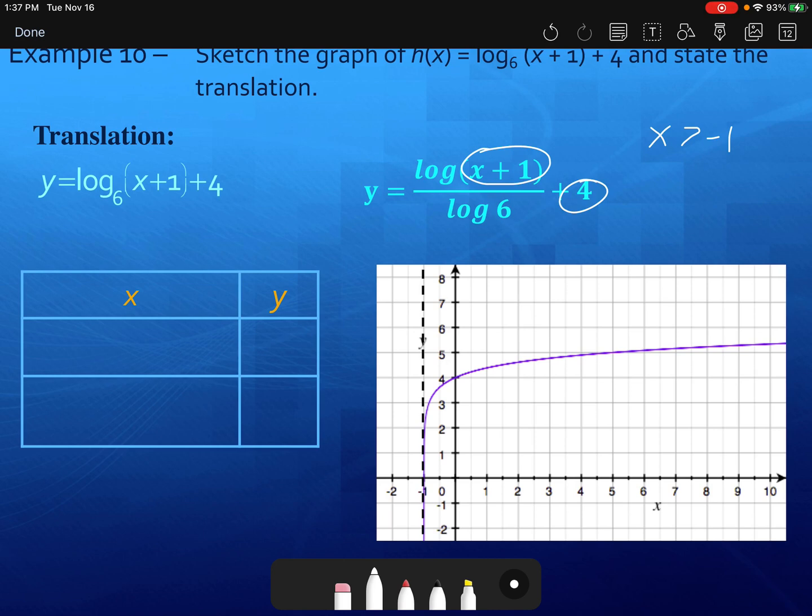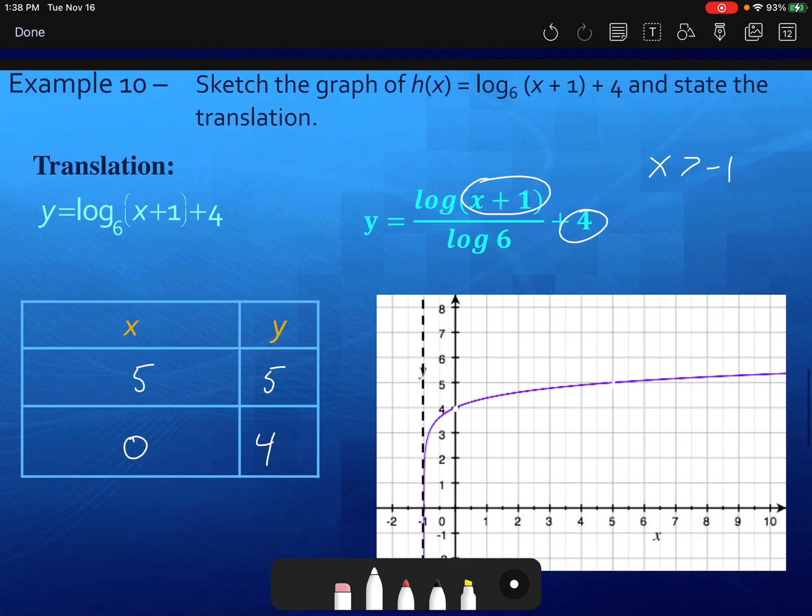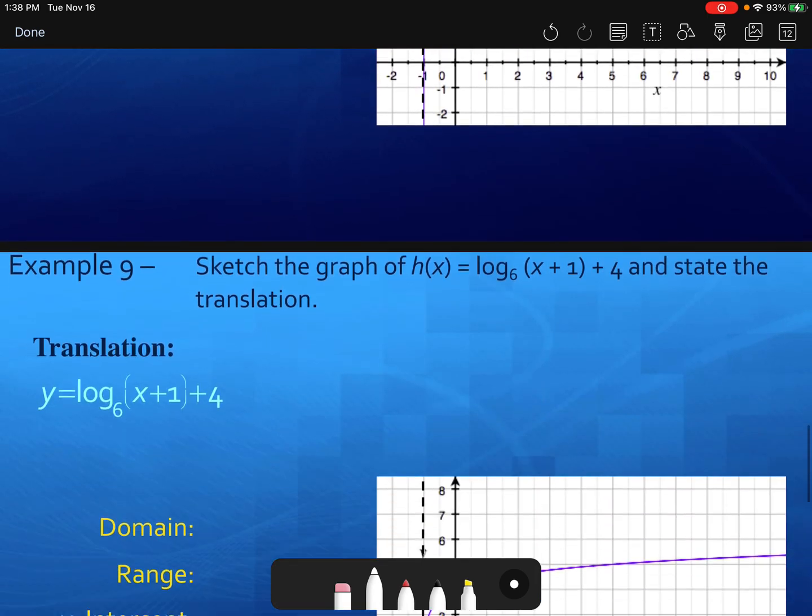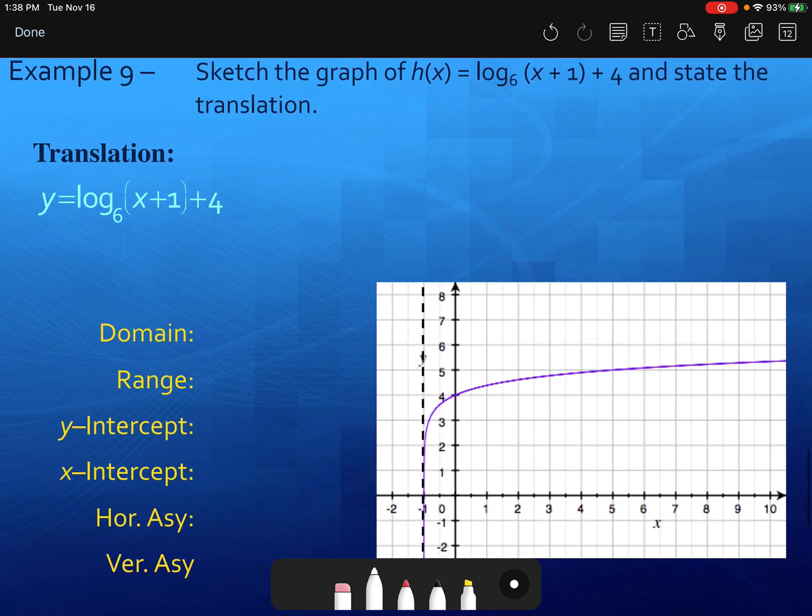Now we want to pick some x's and y's. Best way to do it is get on our calculator. 5, 5 is a point right there. What about 0? Looks like 0, 4, doesn't it? Yep. 0, 4 is a point. So there's our y-intercept. That's really about all the points we need. We have a lot of other points on here, but they're decimals as I'm looking through my calculator, and they're not good decimals either, as in they're not easy to plot on here. So there's your graph, okay? Now we sketch the graph.